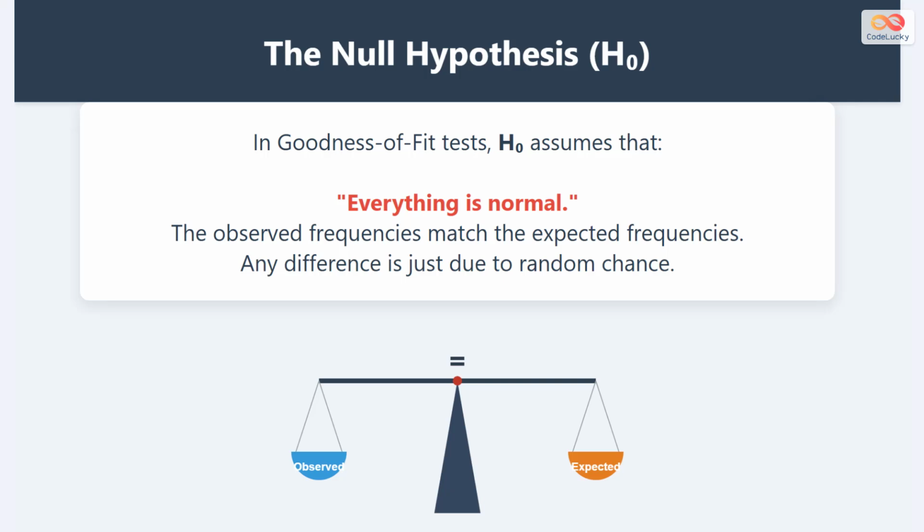At the heart of this test is the null hypothesis, or H0. This hypothesis assumes that everything is normal and fair. It says that any difference between what you observe and what you expect is just due to random luck. Under the null hypothesis, the observed data should balance out with the expected data.